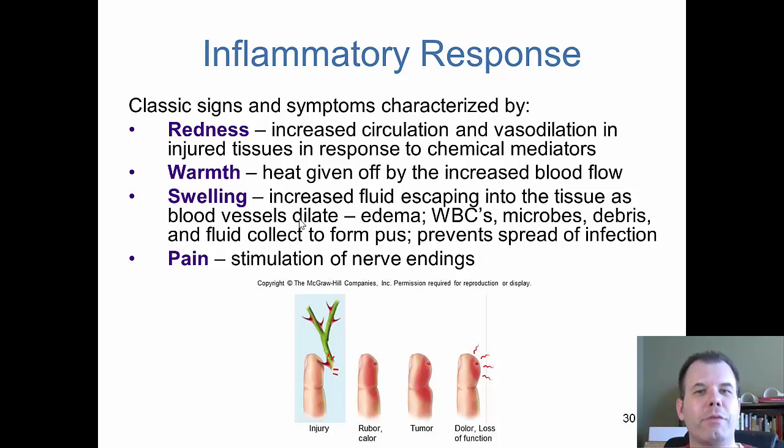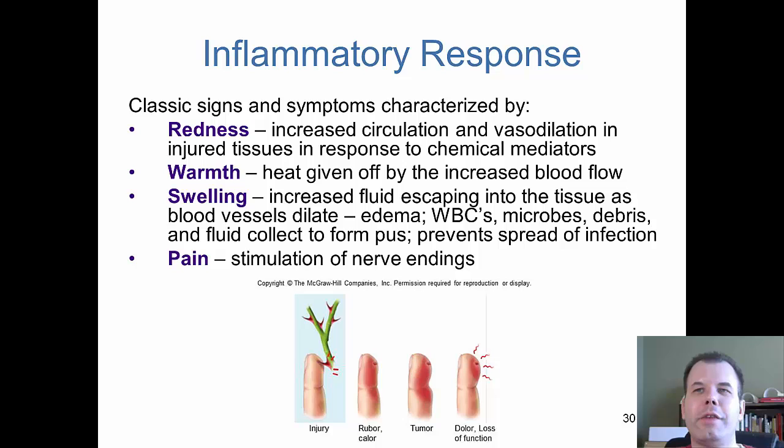The warmth is again from the vasodilation, more blood to that area. The swelling is due to the leaky fluid. The fluid again contains the white blood cells that are going to help fight the infection. And then pain is due to the swelling because it tickles the little nerve endings and causes the pain. And so you get those all associated.